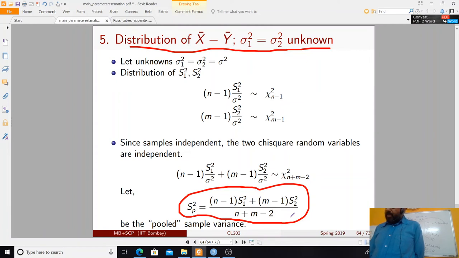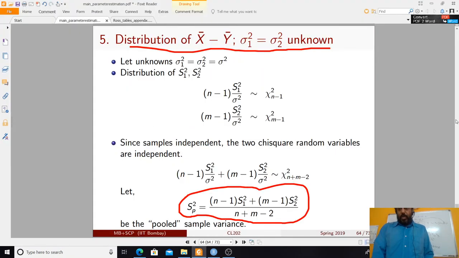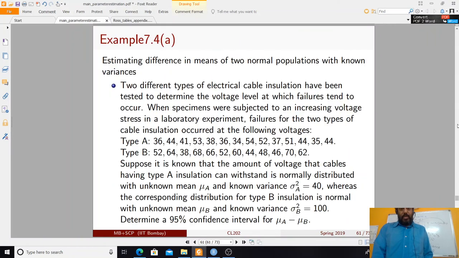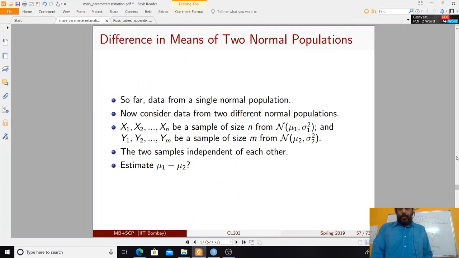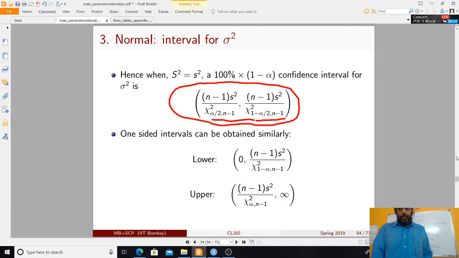So this is a case where you are finding the confidence interval for the population variance sigma square. And I have already erased that out, but let me check whether... Yeah, so let's go to case number 3, interval for sigma square.